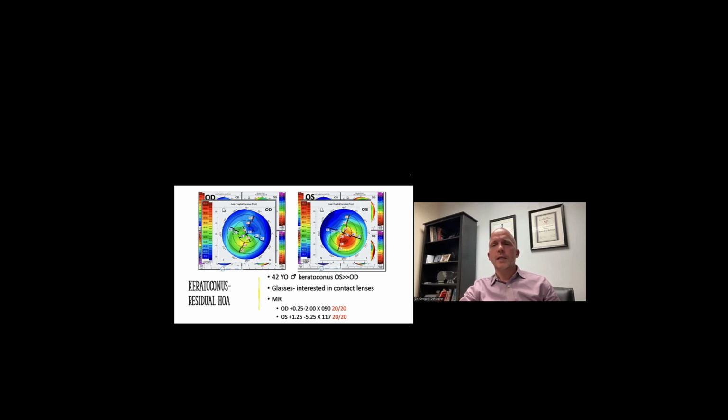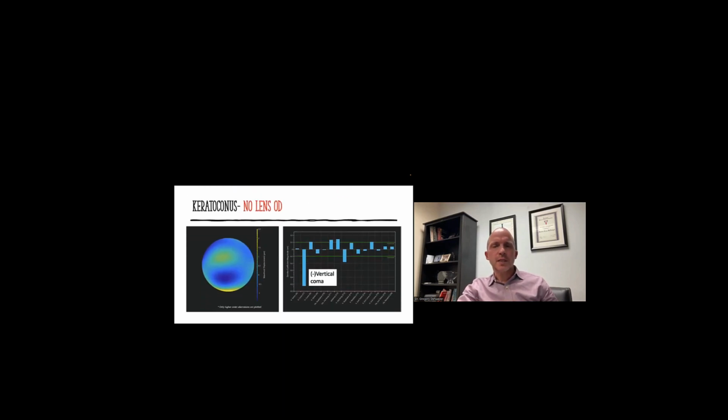He had always worn glasses and did well with them, but he was now more interested in contact lenses. So this is his refraction. You can see just a little bit of a mild astigmatism for the right eye, 20/20. The left eye has a pretty severe amount of astigmatism, but he does achieve 20/20 vision. So I said, great, let's fit you with scleral contact lenses.